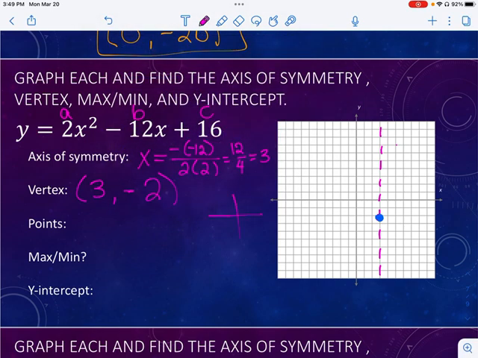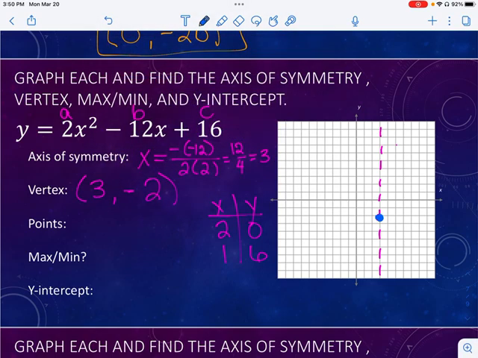Now we need to find 2 additional points. This time I'm going to go to the left because those are the smaller numbers. So I'm going to do 2 and 1. If I plug 2 in, 2 squared is 4, times 2 is 8. 12 times 2 is 24, so that'd give me a negative 16 plus 16. That's going to come out to 0. And then if I plug 1 in, I get 1 squared is 1, times 2 is 2, minus 12, so that's a negative 10, plus 16, that's a positive 6.